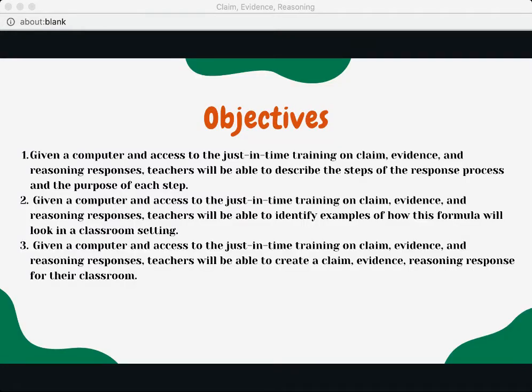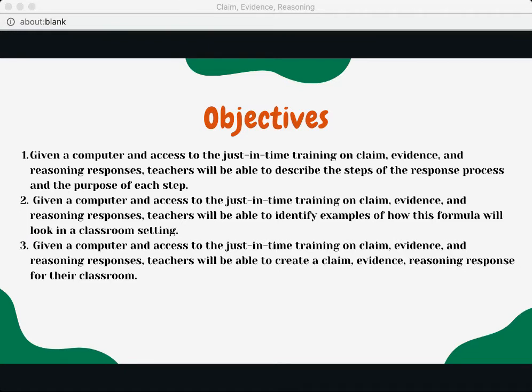After viewing this video, the objectives that will be met are: Number 1, given a computer and access to the just-in-time training on claim, evidence, and reasoning responses, teachers will be able to describe the steps of the response process and the purpose of each step.